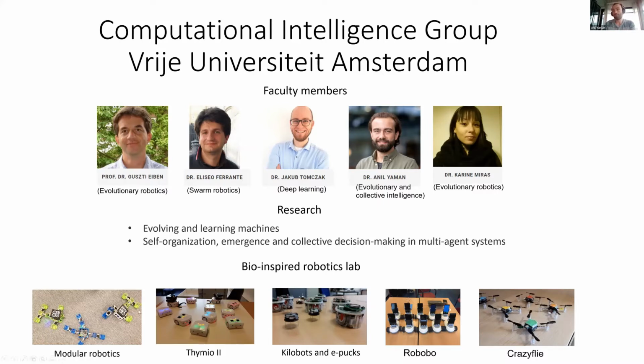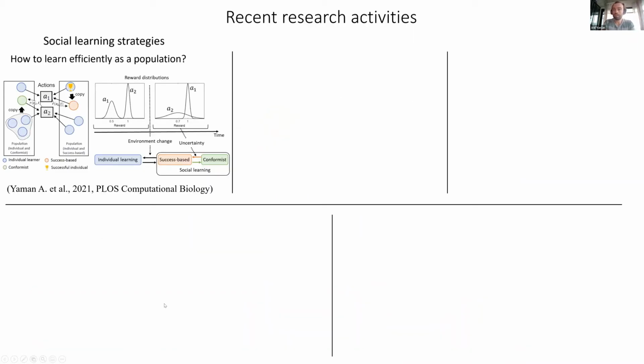In addition to that, we are also interested in multi-agent systems and collective behavior, especially properties like self-organization and emergence. And here we also like cooperation and communication. We also have several platforms where we can test these algorithms. In terms of my research, I will mention just several research activities that I was doing. More recently, which I will discuss in a bit more detail, the social learning strategies.